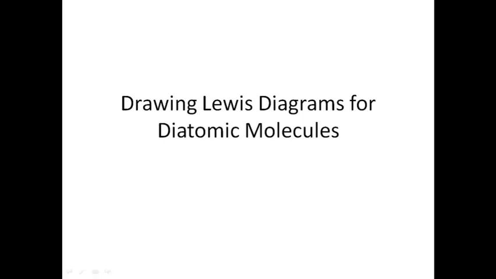Drawing Lewis diagrams for diatomic molecules. Let's start with an easy one, hydrogen, H2. Once again, we need to figure out how many valence electrons hydrogen has. Each hydrogen has one valence electron times 2, because there are two atoms, gives us 2 valence electrons.